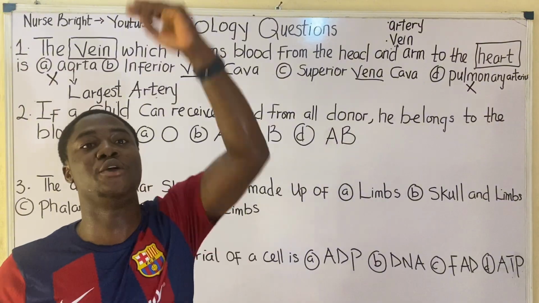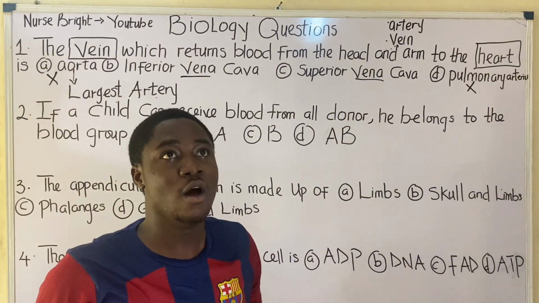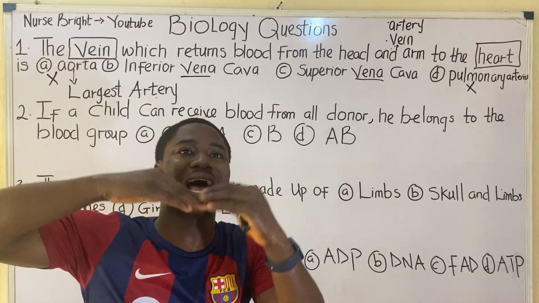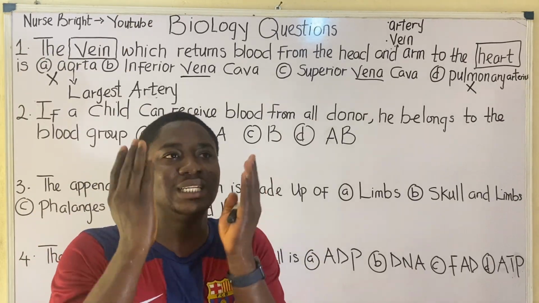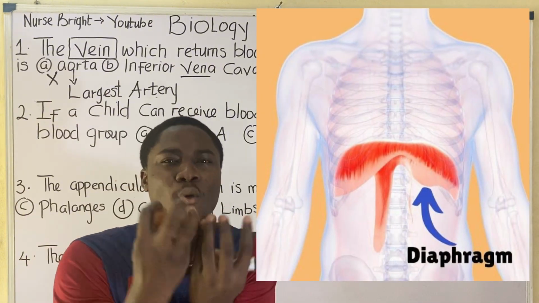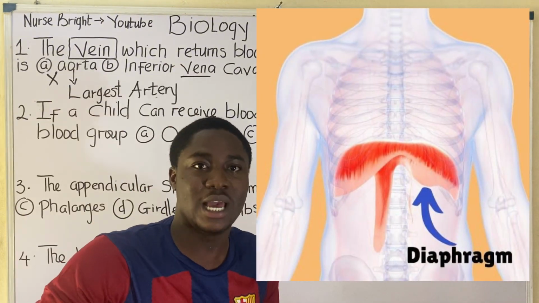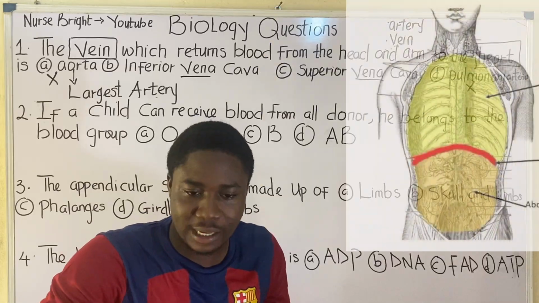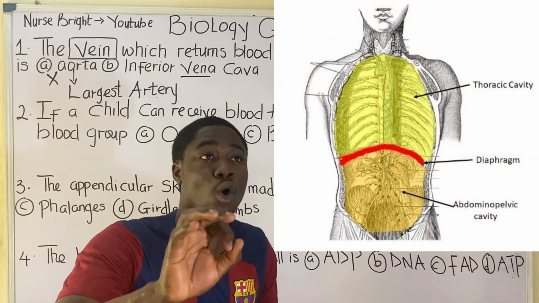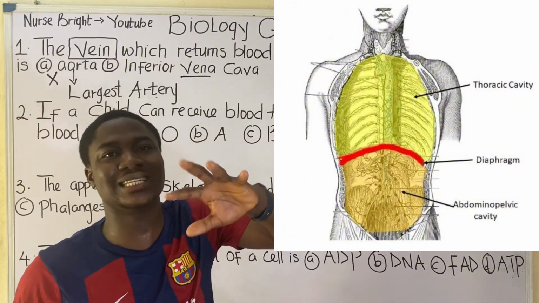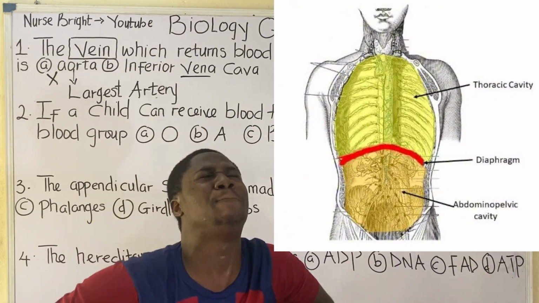From the word superior vena cava, these are veins that take blood from those organs that are above the diaphragm. The diaphragm is a muscular sheath that separates the thoracic cavity from the abdominal cavity. Do you understand? So the superior vena cava are veins that take blood from those organs above the diaphragm.